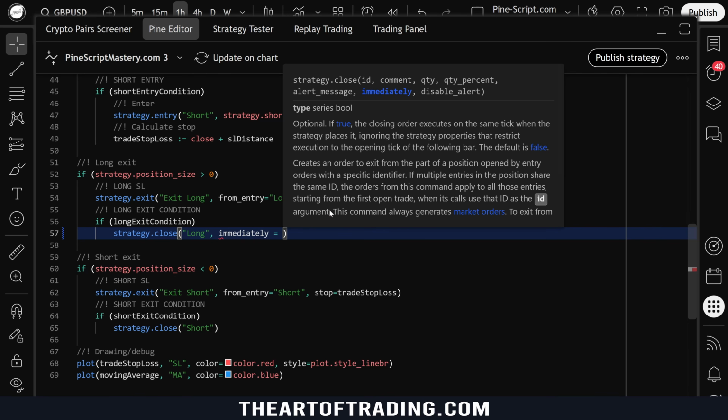Now, immediately, as far as I know, will only work on live market data because it depends on tick values. It will execute the order immediately on the current tick rather than waiting for the next bar's open.